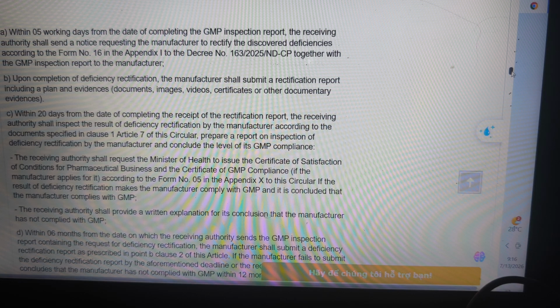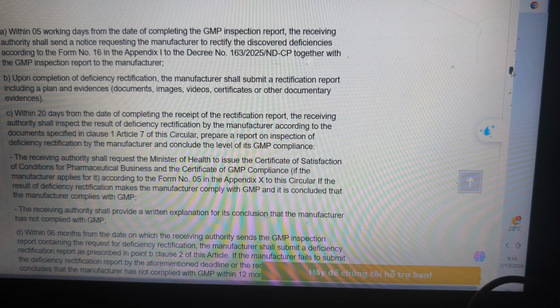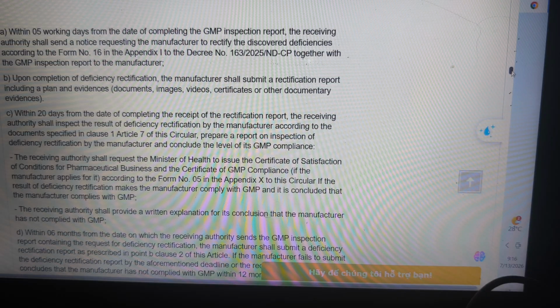inspect the result of deficiency rectification by the manufacturer according to the document specified in Clause 1, Article 7 of this circular. Prepare a report on the inspection of the deficiencies rectification by the manufacturers and conclude the level of GMP compliance.